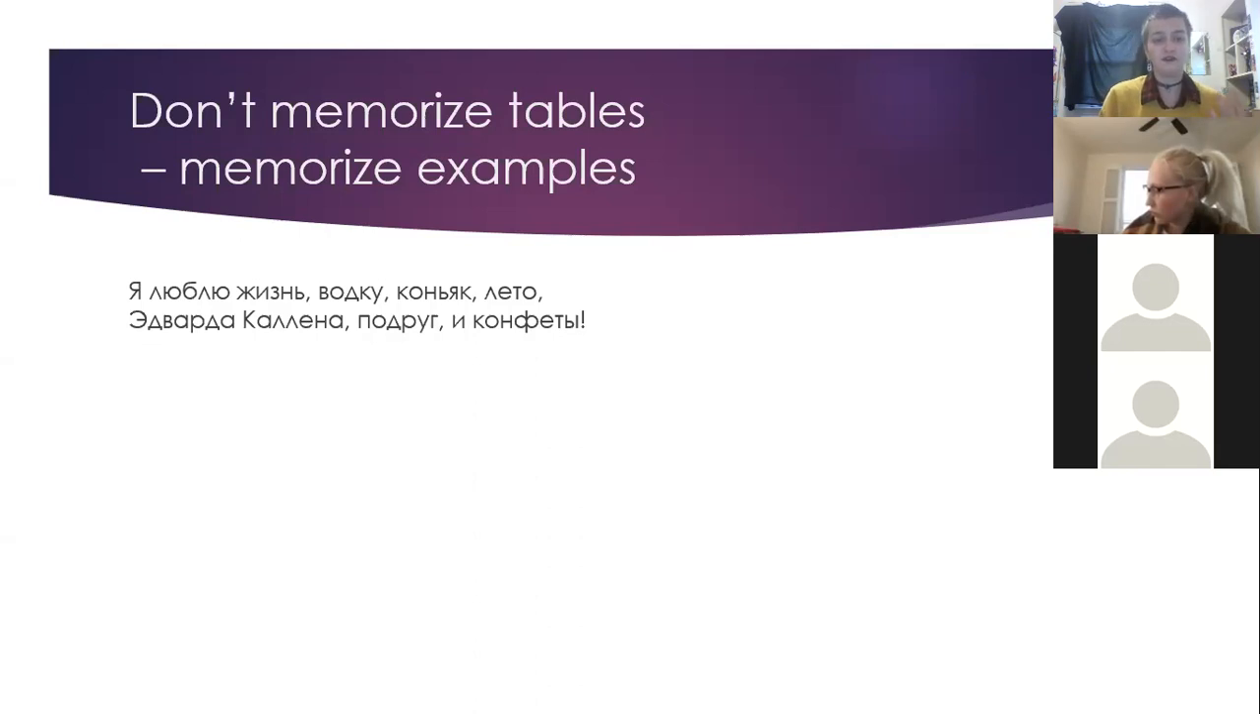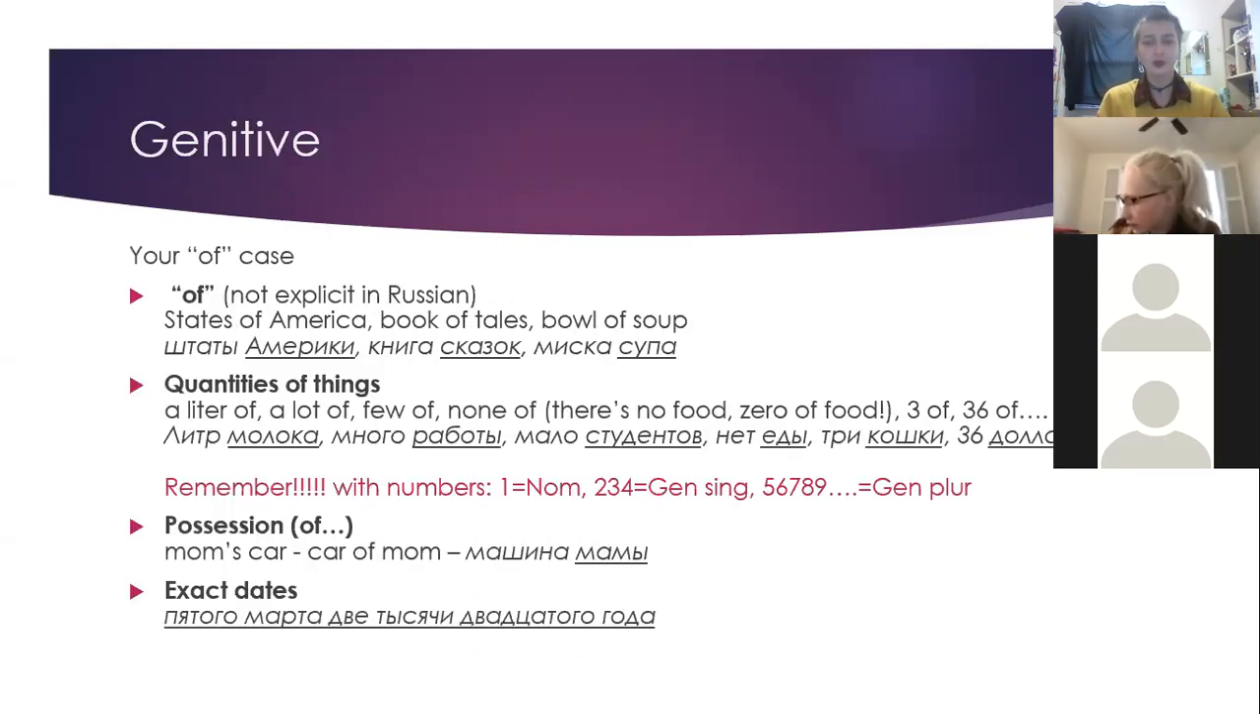Yeah, life being the feminine, ending in мягкий знак, vodka being the typical feminine, cognac being masculine, inanimate, лето being neuter, Edward Cullen being masculine, animate, подруги being feminine, plural, animate, and confetti masculine, plural, feminine, plural, inanimate. That is going to be more effective than memorizing tables. Do that. Highly recommend it. Applies to all cases.